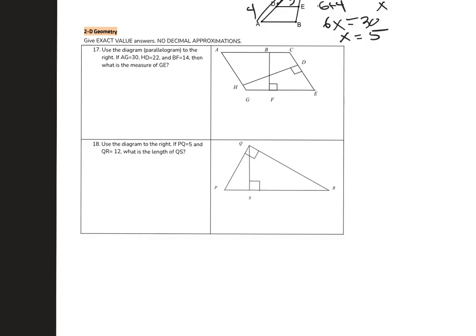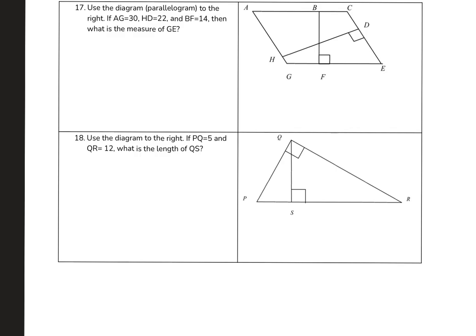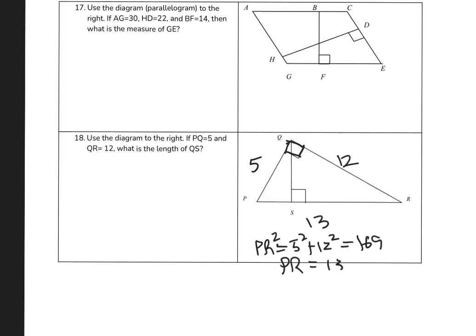I'm going to skip 17, but what I'm going to do is go on to 18. Okay, we have PQ is equal to 5, and we have that QR is equal to 12. We have a right triangle, and so one of the first things we can do is see that PR squared is equal to 5 squared plus 12 squared, which is equal to 169. So PR is equal to 13. So this whole side here is equal to 13.